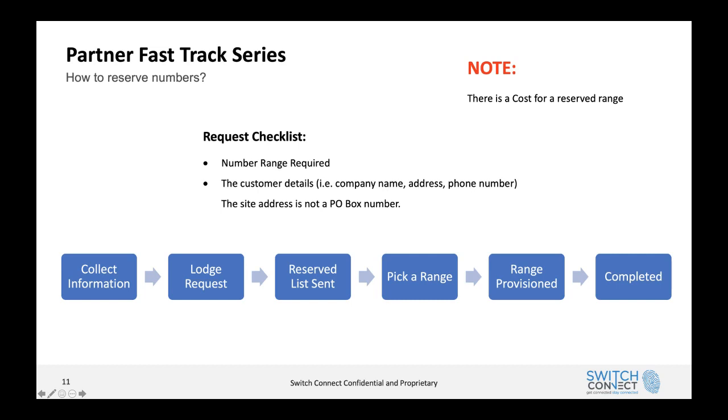So just note, this isn't a 2-hour turnaround. It can be up to 4 days to get that list back for you of available numbers. We're trying to do it in 24 hours, but sometimes there's limitations in upstream carriers getting the available numbers.